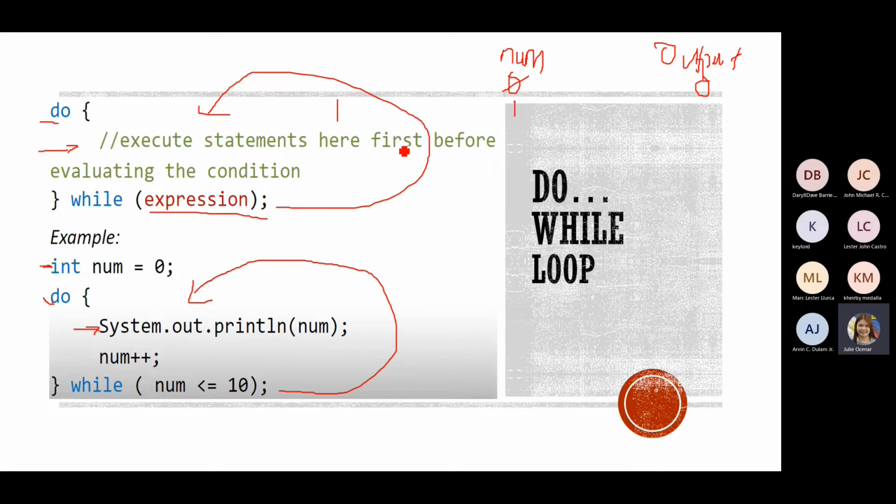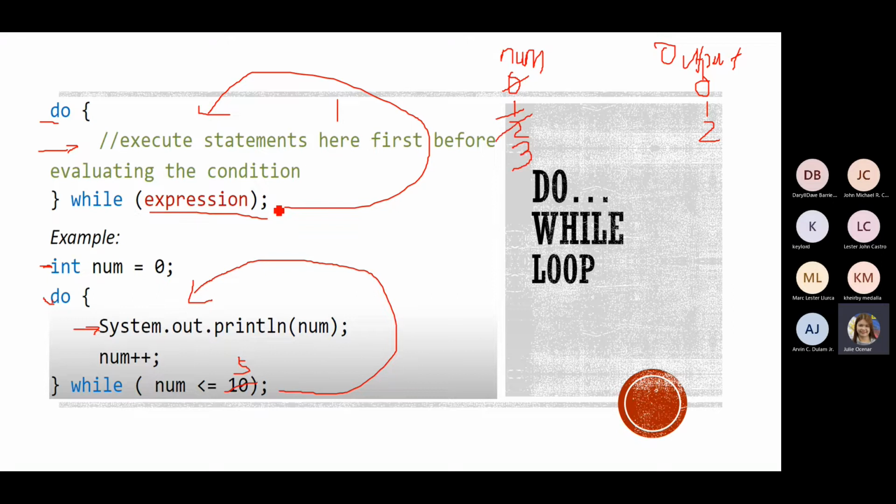Then, it will print 1. And then, this will be 2. Gawin lang natin tong 5 ha, kasi medyo matagal pag 10. Okay? So, num will be 2. Then, num is lesser than equal to 5. Yes. So, go back again. Here, magiging 3. Print mo na ang 2. And then, pagkatapos, magiging 3 si num.